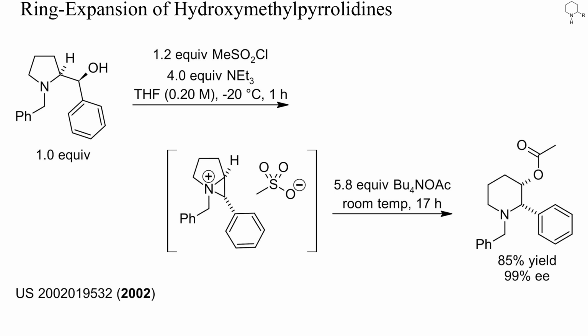Also, pyridines can rearrange to piperidines. Here, a hydroxymethylpyridine was first converted into an aziridinium mesylate with methanesulfonyl chloride and then treated with an excess of acetate. The target piperidine was obtained in high yield and with high stereoselectivity.